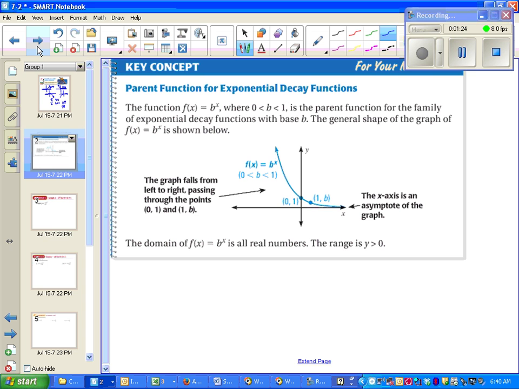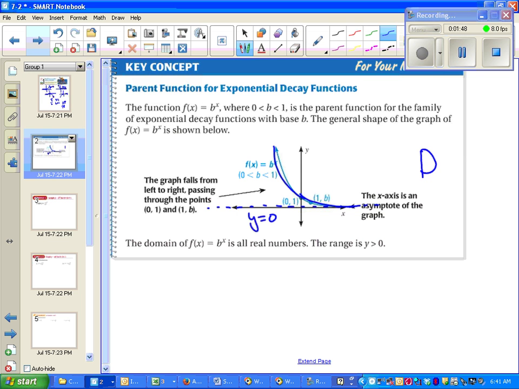So right here in the key concept box, we have a picture of all of the key features of an exponential decay graph. The important part is on the parent, there's still an asymptote at y equals 0. That will shift just like it did in 7.1 for the growth graphs. All of the decay graphs will get steep on the left, flat on the right, always.